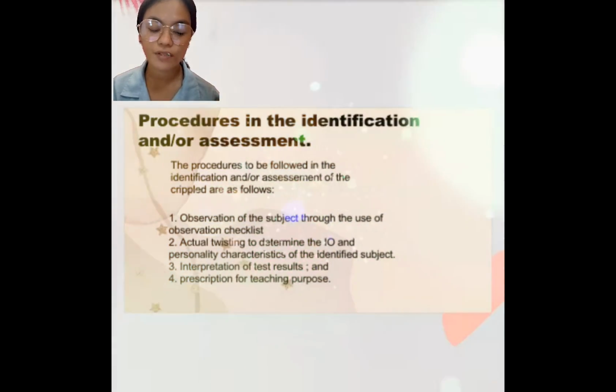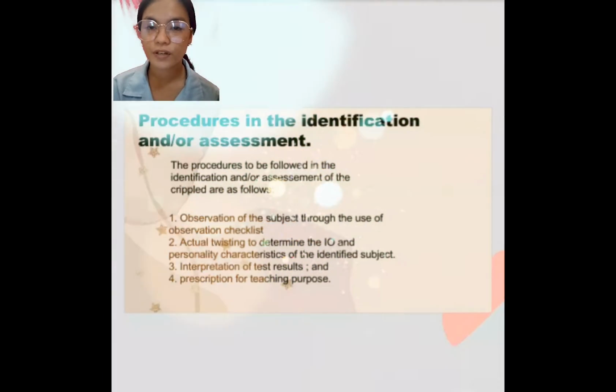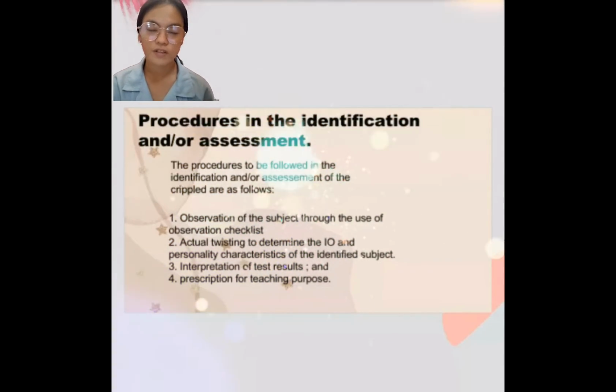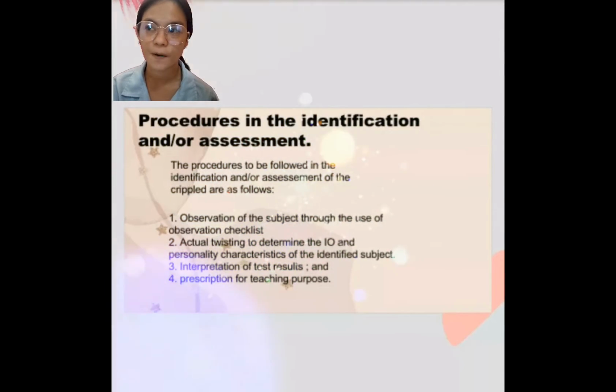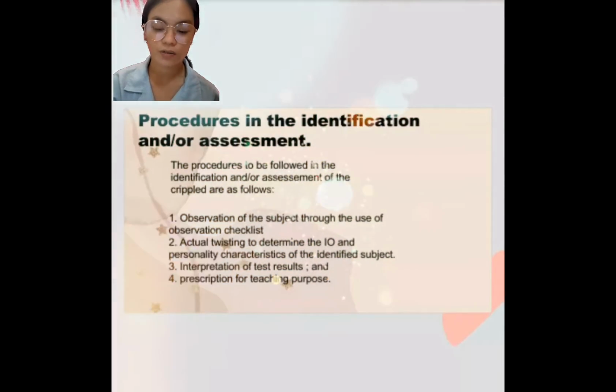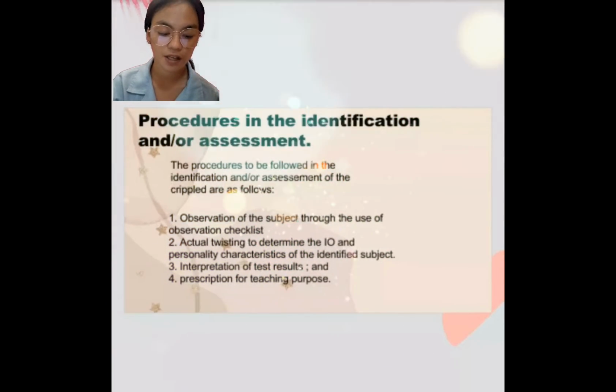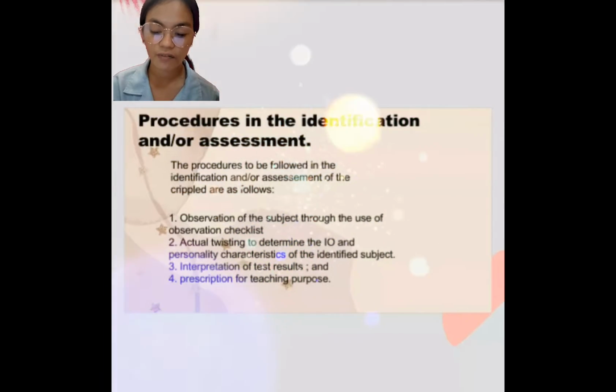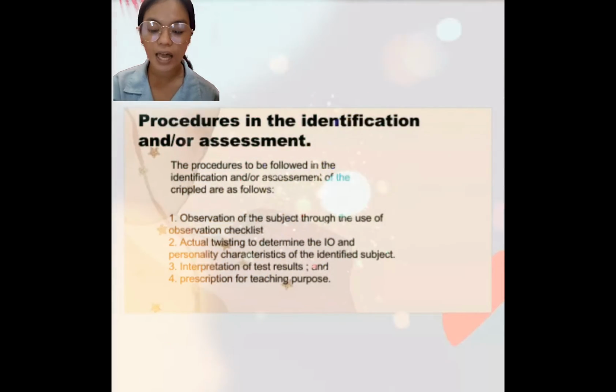First, we have the observation of the objective through the use of an observation checklist. The observation checklist contains the questions that a patient or person with a disability can possibly answer. It is a set of questions to evaluate performance and behavior. Second, actual testing to determine the IQ and personality characteristics of the identified subject.